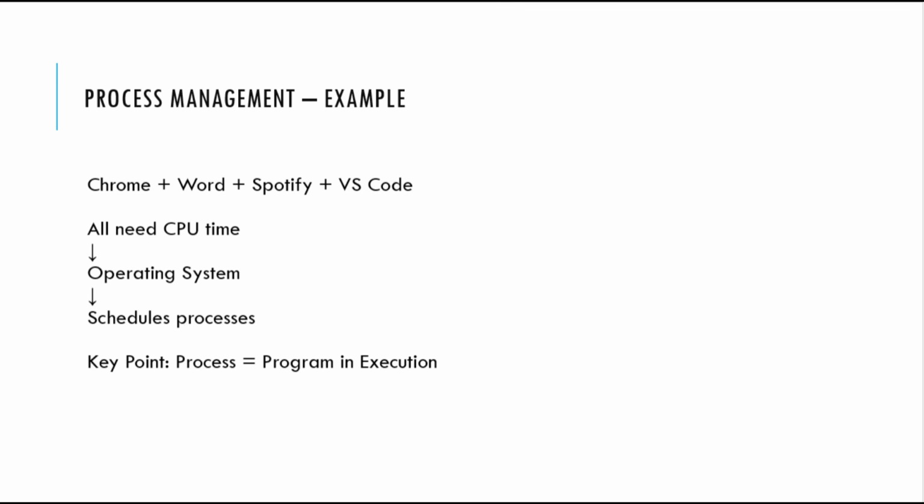All these programs want to use the CPU. But the CPU cannot execute all of them at exactly the same instant. So who decides which program should run first? The operating system. It creates processes, it schedules the CPU, and it switches the CPU from one process to another very quickly, and this is called context switching. Because this switching happens so fast, we feel that all programs are running simultaneously.